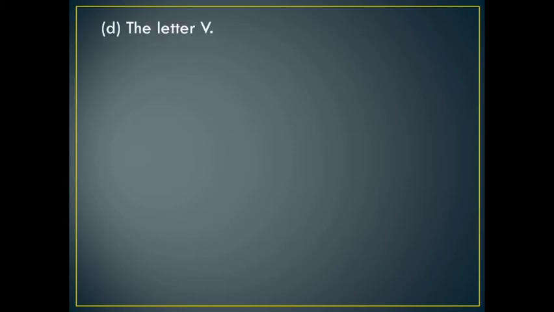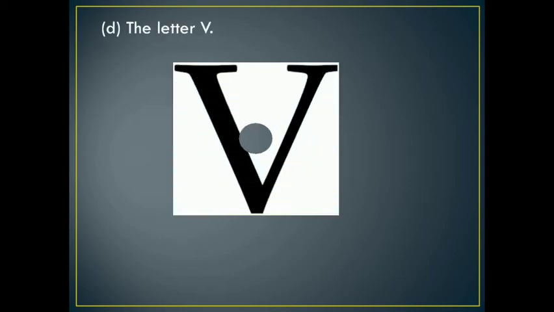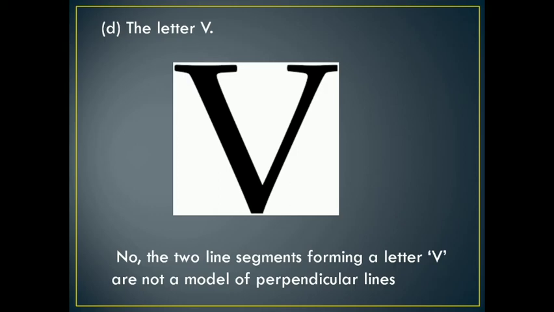The letter V. This is a letter V, and you can see these two lines are intersecting each other, but are they making a 90-degree angle? No. The two line segments forming a letter V are not a model of perpendicular lines because they are not forming a 90-degree angle at their intersection point. They are just intersecting each other, but they are not making a 90-degree angle while intersecting.